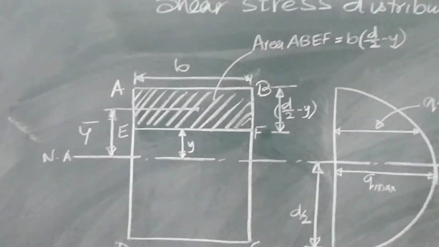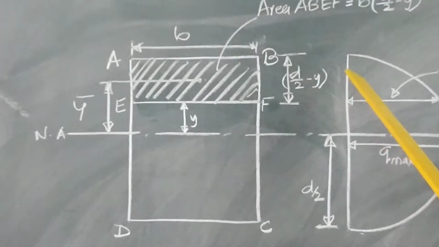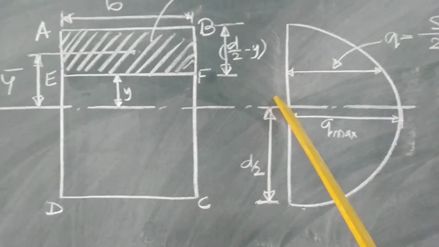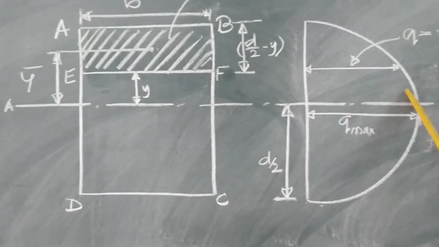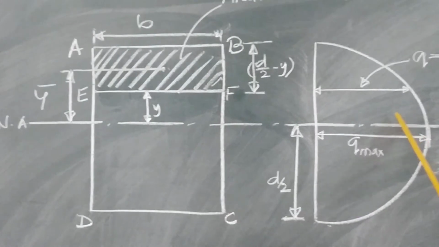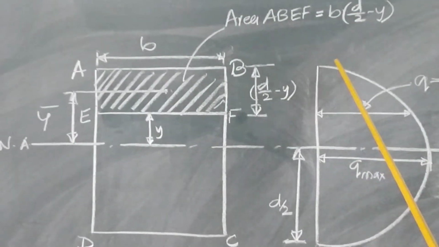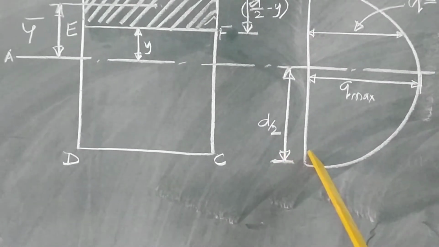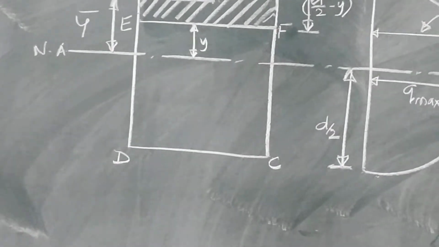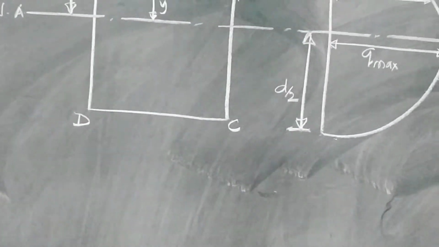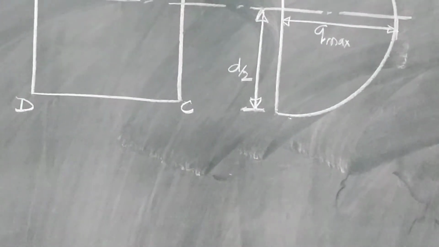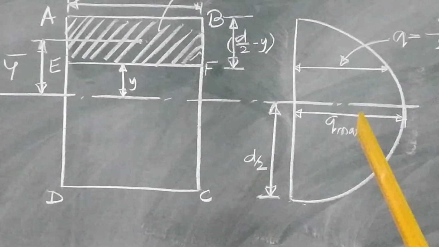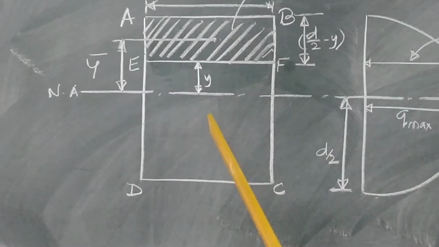This is just for derivation. Then this is the shear stress distribution diagram, where Q max will be at the neutral axis, and as we go away from this neutral axis, it will go on decreasing on both sides. At point y, it is 0. That means at a point d by 2, depth upon 2, it is 0. So, this is nothing but the stress distribution diagram, as this is a symmetrical section.